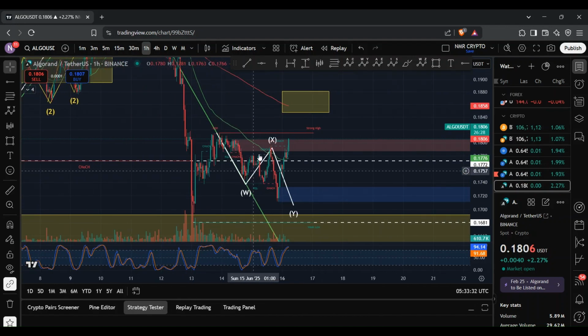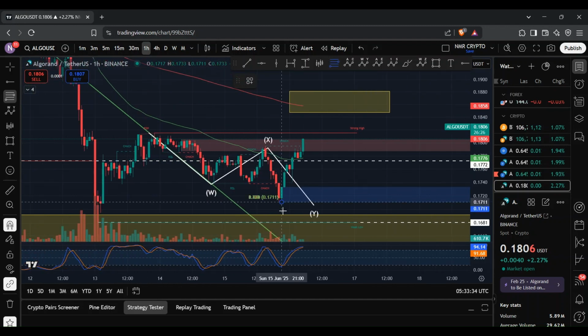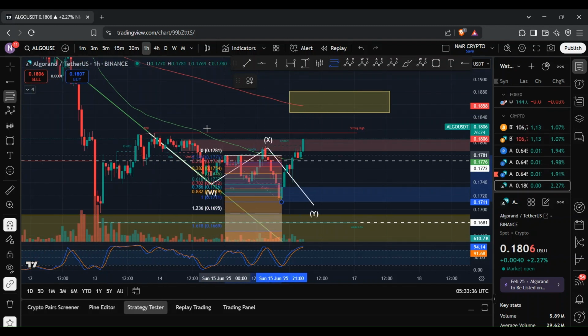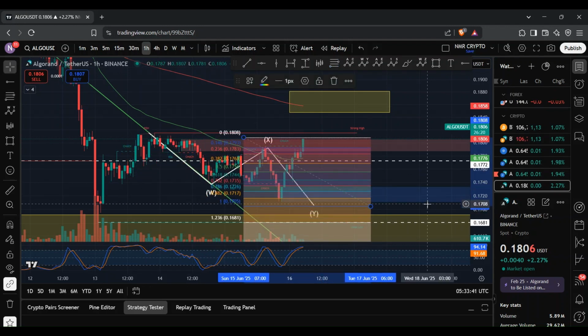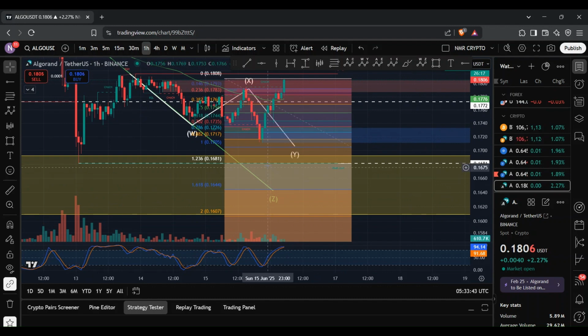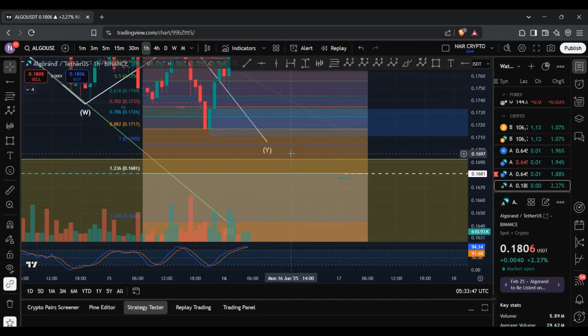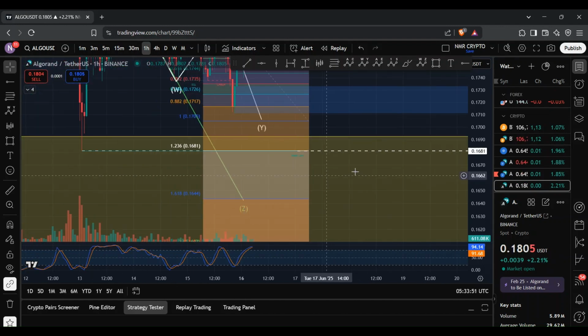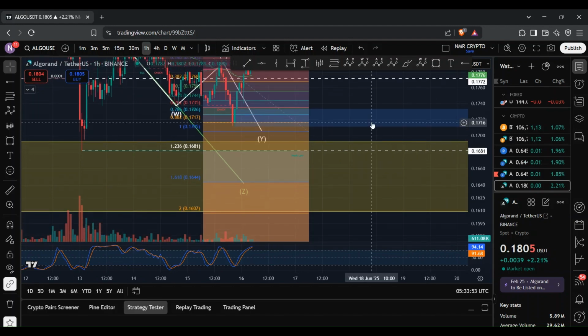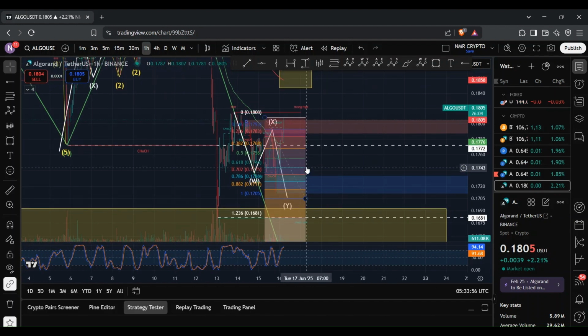If I use the Fib tool and bring this over here at 18.07 cents, you can see Algo has the potential to reach anywhere between 16.81 cents to 17.05 cents, so anywhere within this range here. Again, we could get a double bottom scenario play out, and then we see another push to the upside.